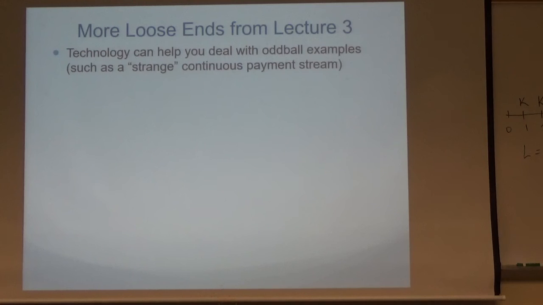Technology can help you deal with oddball examples such as strange continuous payment streams. Imagine you got a loan of $100,000 and you're paying it off in 10 years, and I guess these would be annual payments with force of interest equal to, say, 0.1.